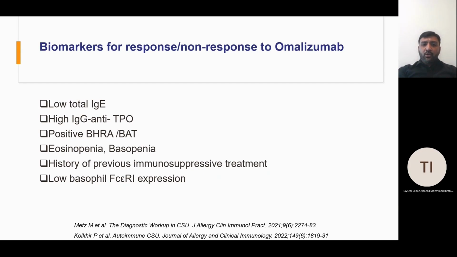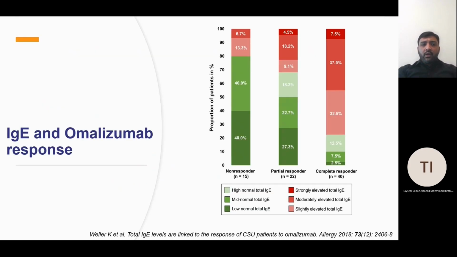History of previous immunosuppressive treatment or low basophil Fc epsilon R1 expression have also been associated with a poor or a delayed response to Omalizumab. IgE is one of the most promising biomarkers that are available, and it's also widely available for use for testing. High IgE is good and low IgE is bad.